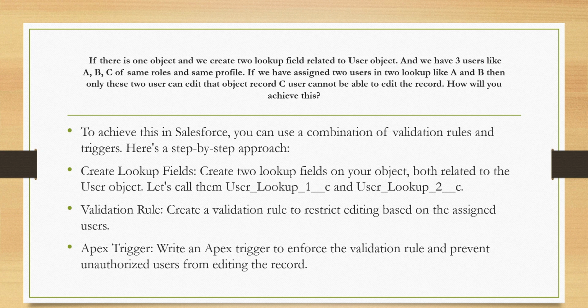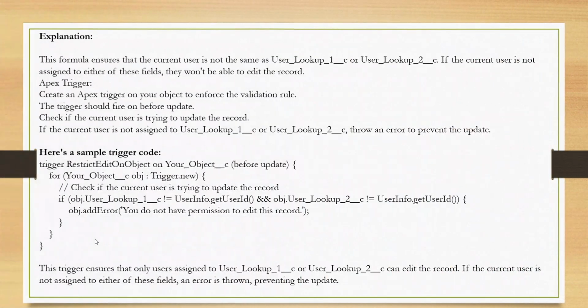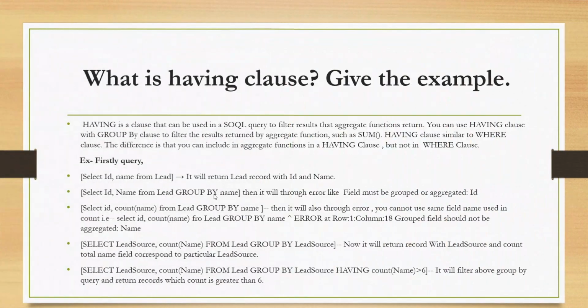To achieve this, you can use a combination of validation rules and triggers. Here it is step by step. I create two lookup fields, call them User Lookup 1 and User Lookup 2. Then create a validation rule or Apex trigger. What are the steps to create a lookup field? And here the validation rule works. Here is the explanation of this question.